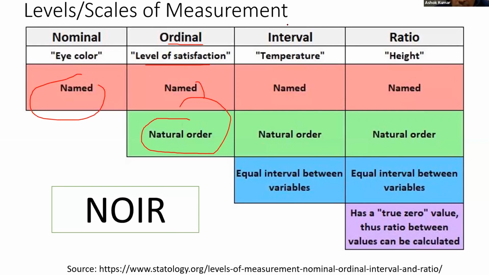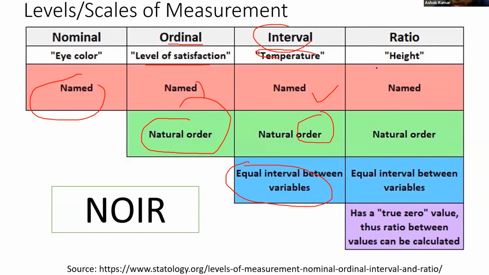When we talk about the interval, this is temperature. You can give it a name. It's a temperature. It has a natural order, because if someone's temperature is 10 degrees and someone's is 30 degrees, we can say 30 degrees is hotter than 10 degrees centigrade. It's an order, but it also has equal interval between variables. 10 degrees to 15 degrees to 20 degrees, exactly 5 interval. So you have to remember temperature is interval.